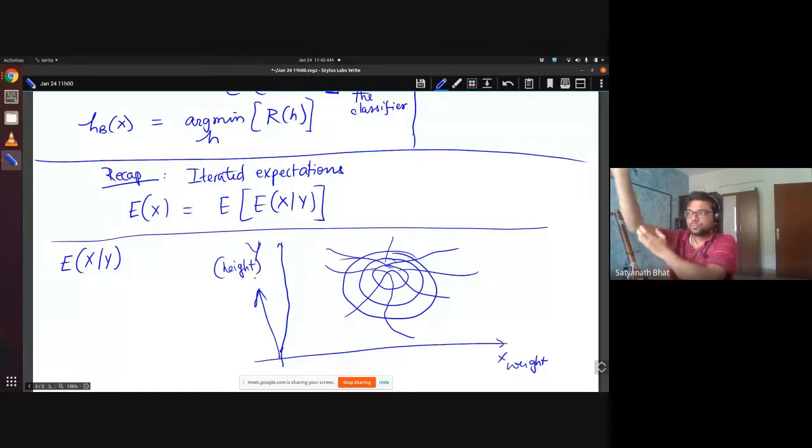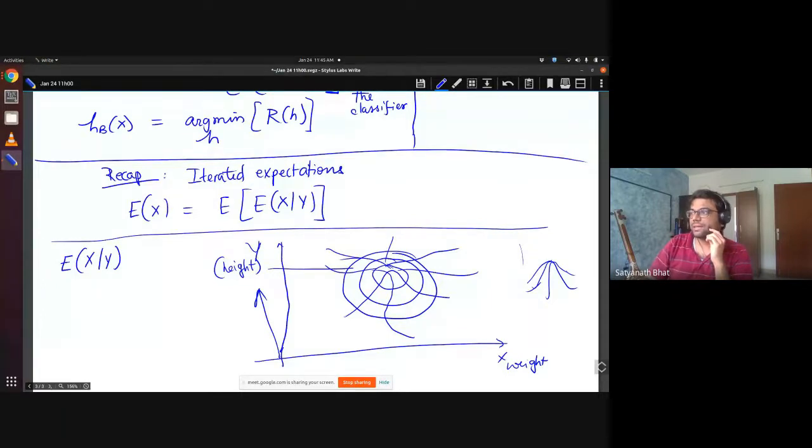Okay, so now suppose you have a figure like this. Maybe it might help you to visualize it like this: there is a hill like this. Now what we are saying is I will fix a particular height.